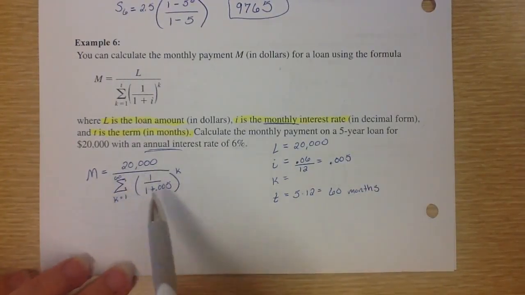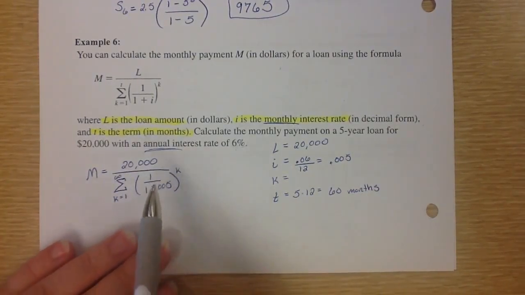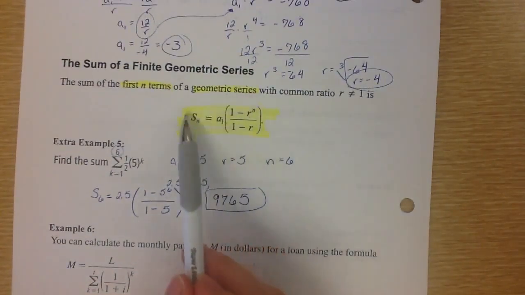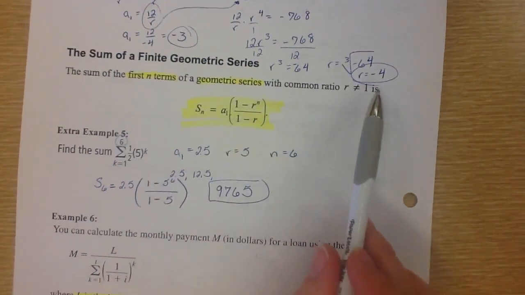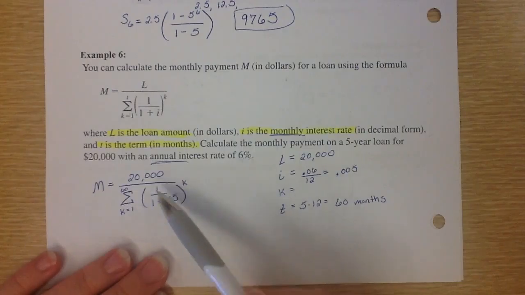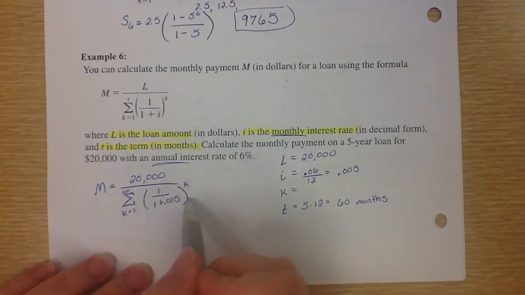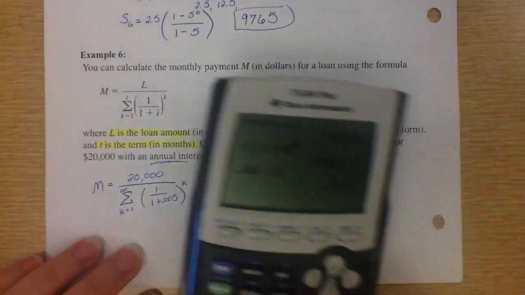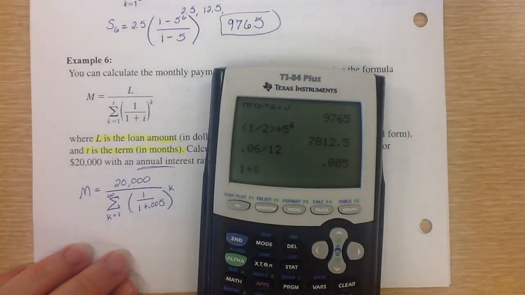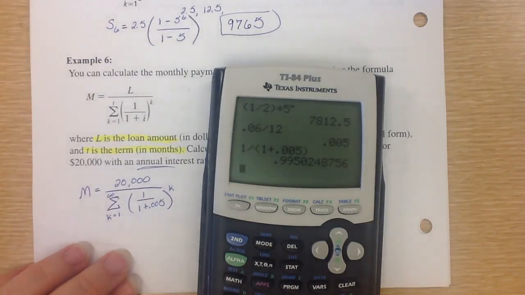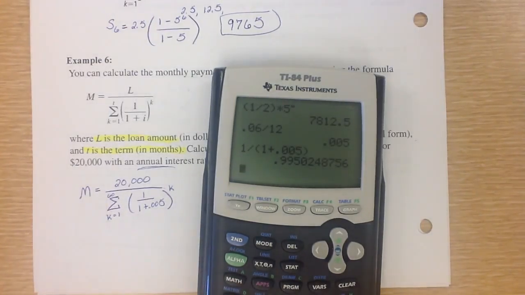Again, if you notice, this is a geometric series, much like this one. First n terms of a geometric series with a common ratio. So my ratio here would be this base, okay? So let's figure that out. That is 1 divided by 1 plus 0.005. Okay, it's that big old long thing. That's my R. So let's go ahead and store that so I don't have to keep typing that in or rounding.